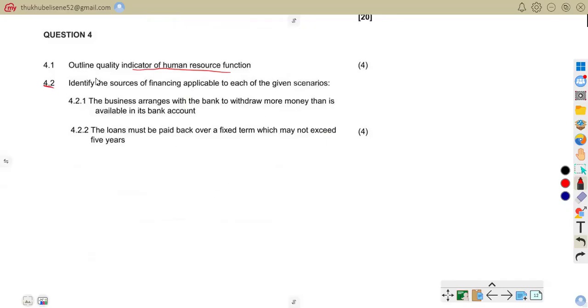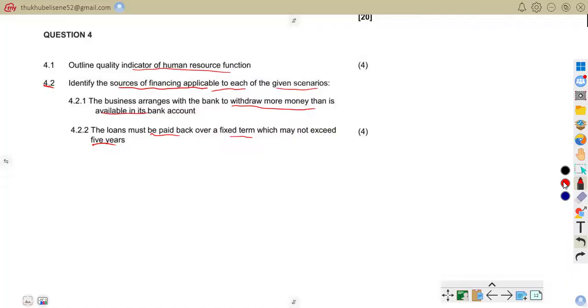4.2, which says identify the sources of finance. Identify sources of financing applicable to each of the given scenarios. So we are given the scenarios on 4.2. The business arranges with the bank to withdraw more money than is available in the bank account. The loans must be paid back over a fixed term, which may not exceed 5 years.